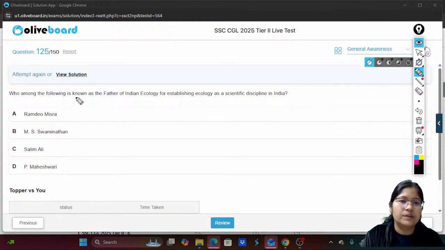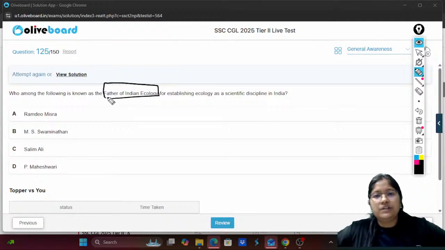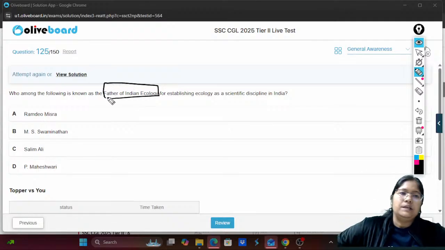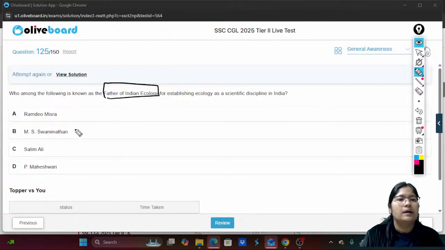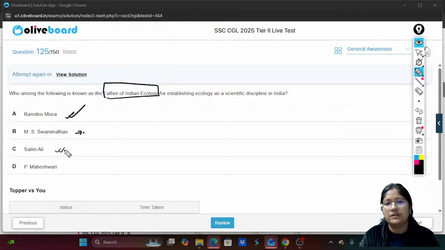Who among the following is known as the father of Indian ecology for establishing ecology as a scientific discipline in India? So who is known? Ramdev Mishra. M.S. Swaminathan is the father of what? Green Revolution in India. And then you have Salim Ali, birth century is also there. So like that also you can remember, you can eliminate the options and that will also give you Ramdev Mishra.